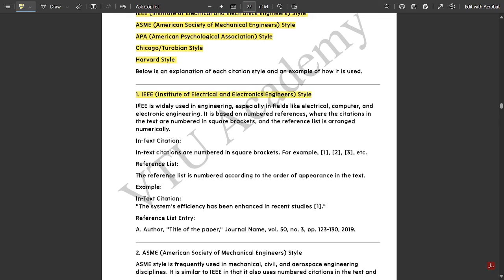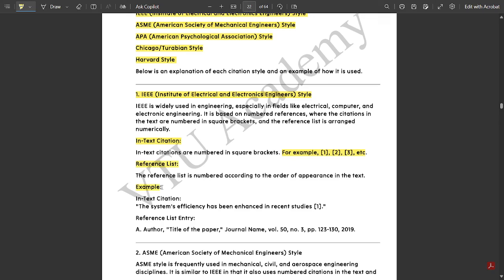IEEE is widely used in engineering, as I've told you, especially in fields like electrical, computer, and electronic engineering. It is based on numbered references, where the citations in the text are numbered in square brackets and the reference list is arranged numerically. In-text citations are numbered in square brackets. For example, they mentioned it here. For any reference, you use this kind of format, with numbers written in square brackets. The reference list is numbered according to the order of appearance in the text.